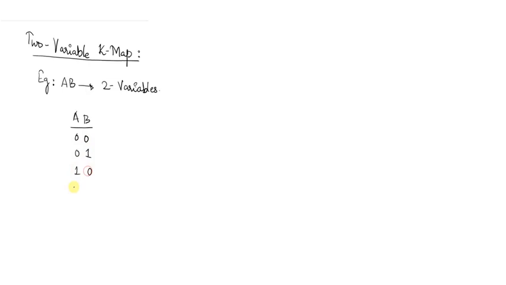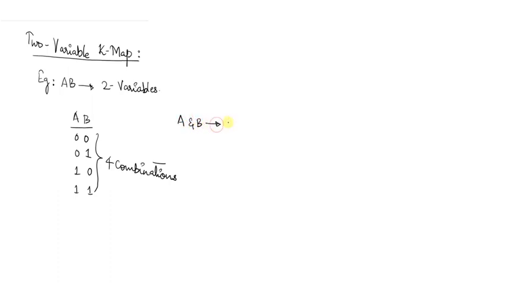Coming to the two-variable Karnaugh map, we will consider an example of a two-variable, that is A, B. And since there are two variables, we'll be having four combinations of input: 00, 01, 10, 11. So A and B can either be 0 or it can be 1.